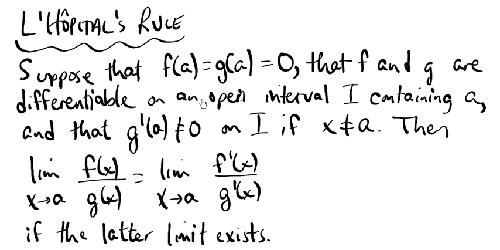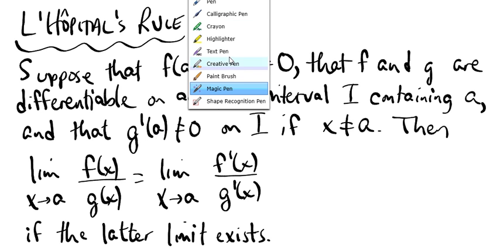So L'Hopital's rule says take f prime over g prime. This is not the quotient rule. This is f prime over g prime. If that limit exists, it's the same as the one you want. Now, that's a little bit weird to think about.